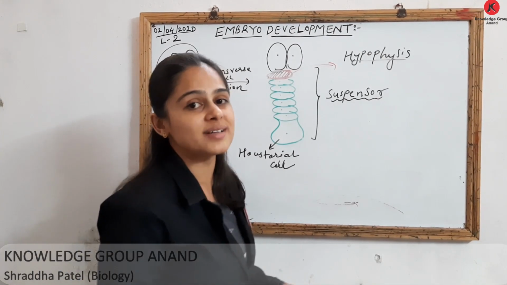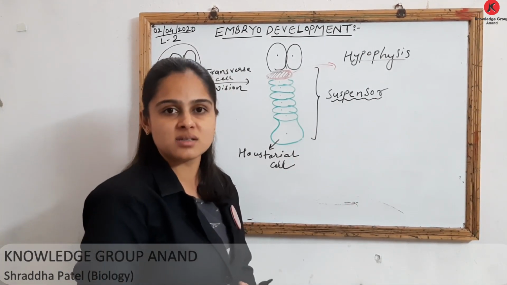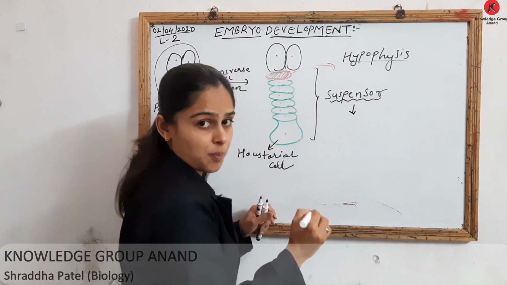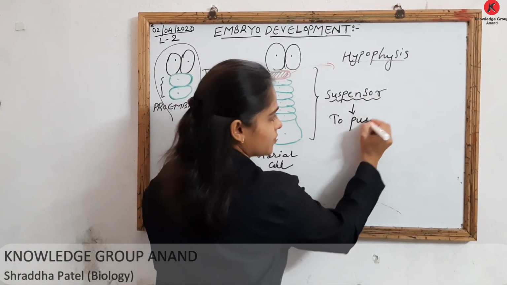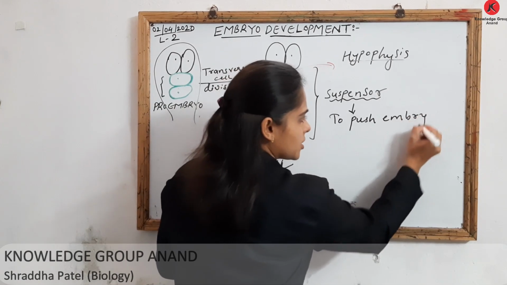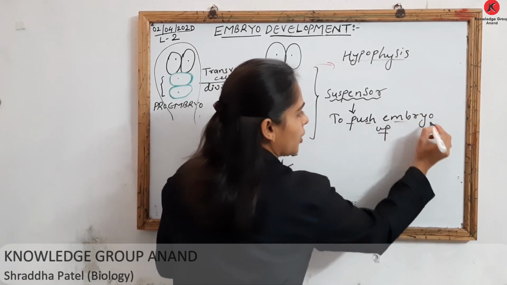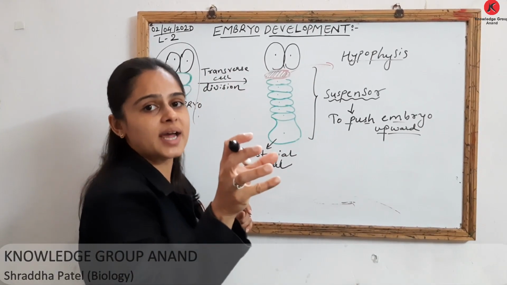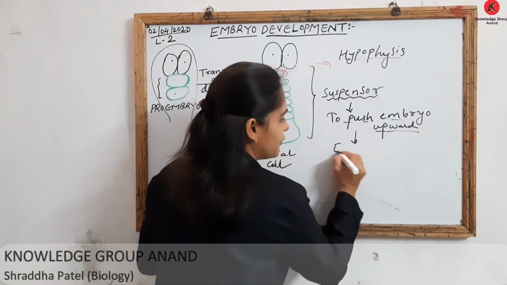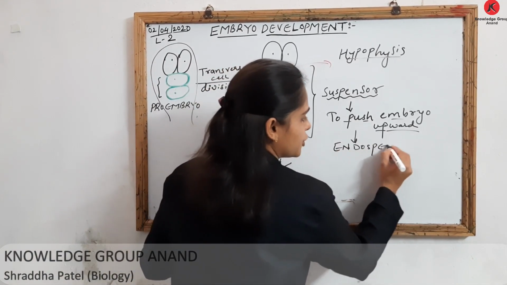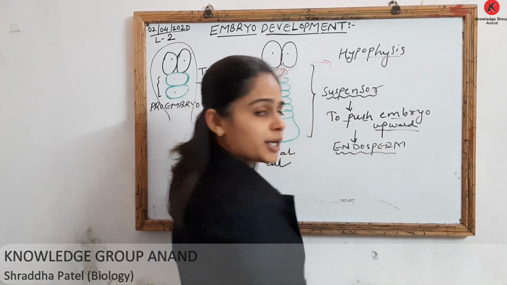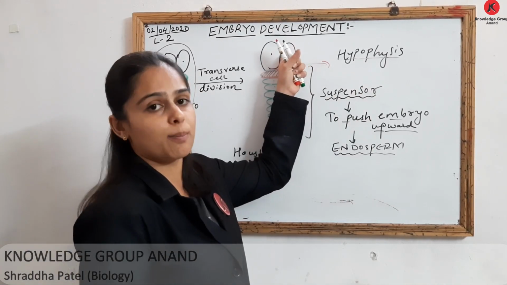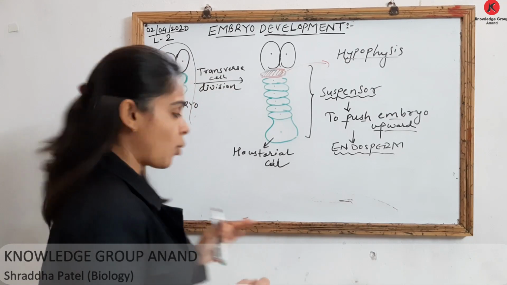Now tell me, what is the function of this suspensor? Very simple, the purpose of this suspensor is to push the embryo upward. Why? Because in the middle was our central cell, so there will be the presence of your endosperm. And what is endosperm? It is your nutritive tissue which provides nutrition to this developing embryo. Am I clear?